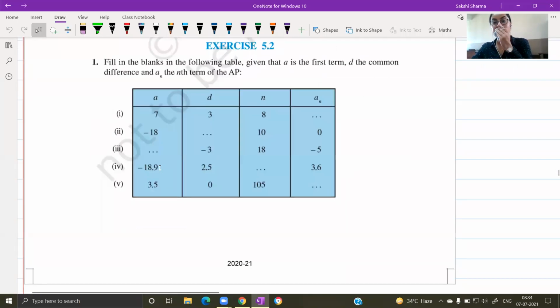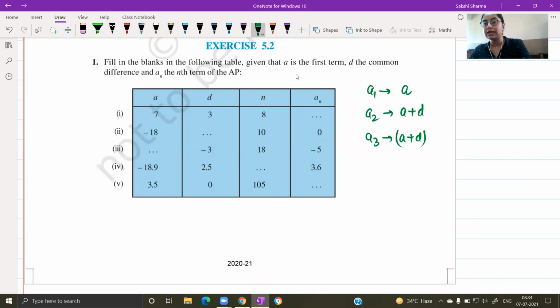If you observe, if the first term of the arithmetic progression is represented by a, we will be adding the common difference to this term in order to obtain the second term. To go to the second term, we add the common difference to the first term. To go to the third term, we add the common difference to the previous term.